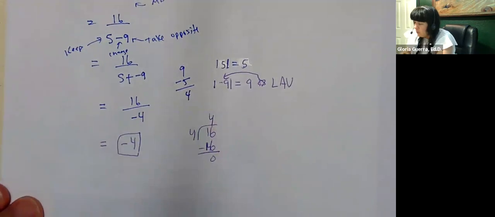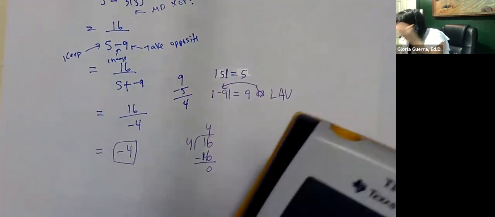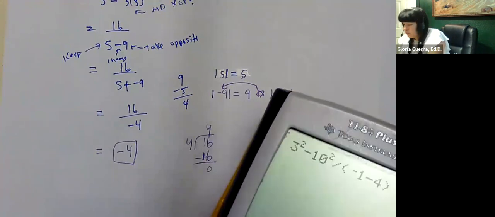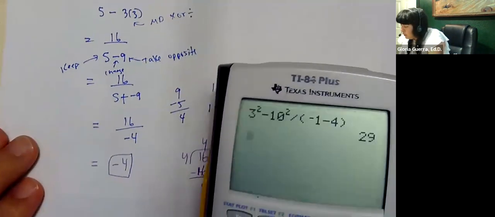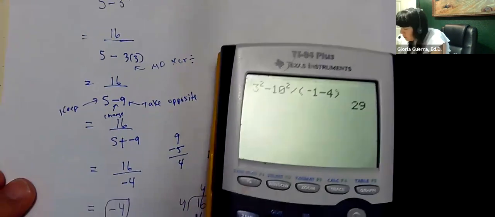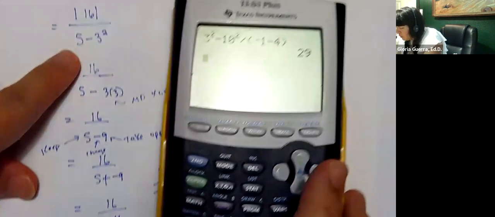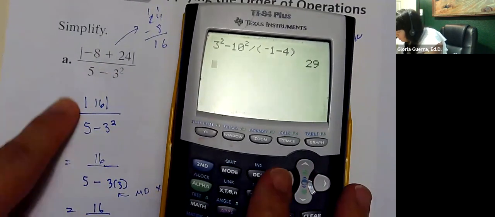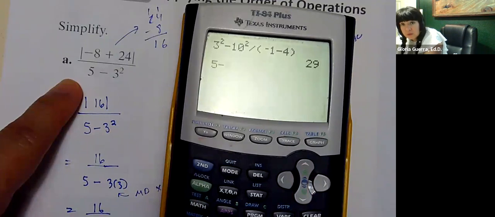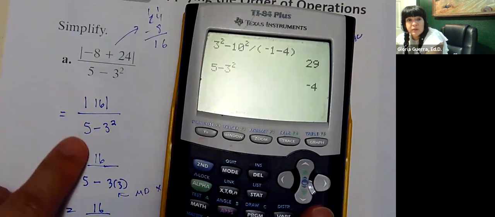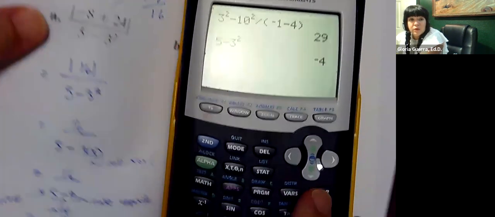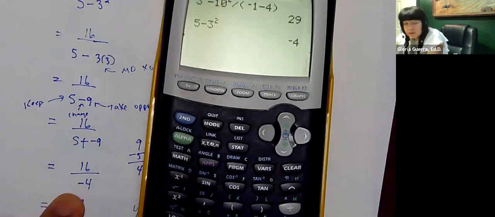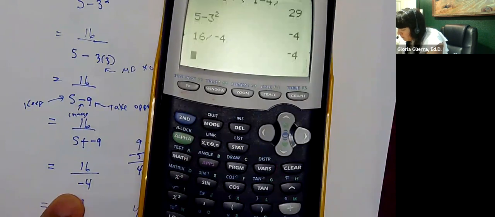Okay, so here the only way you could check this, you can't put absolute values in your calculator. I've never used absolute values on the TI-84, so you have to know something about your absolute value. You'd have to do that on your own. But then down here you could do 5 minus 3 quantity squared. So you see the bottom part is negative 4. And then you could do 16 divided by the negative 4. Okay.